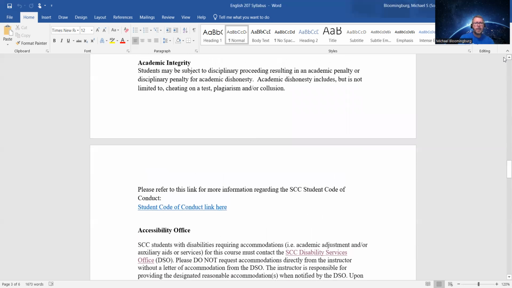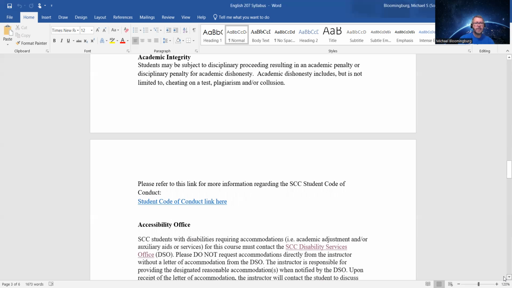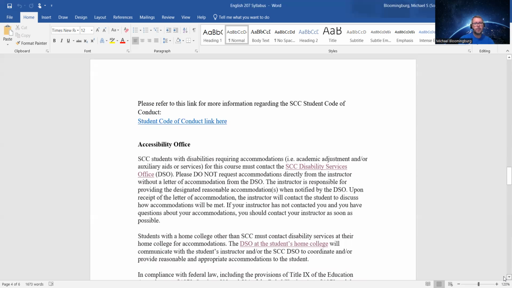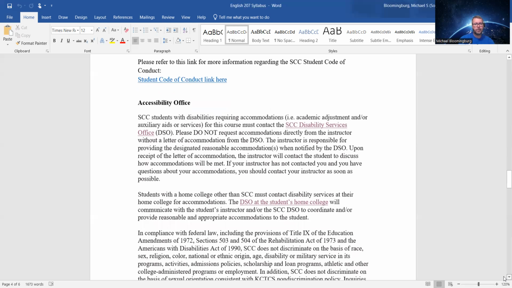Academic integrity. Students may be subject to disciplinary proceeding resulting in a disciplinary penalty for academic dishonesty, which may include but is not limited to cheating on a test, plagiarism, and or collusion. Collusion just means that 2 or more students are conspiring to be academically dishonest. There's a link to the Student Code of Conduct in the syllabus, and you could click that to learn more about potential penalties.